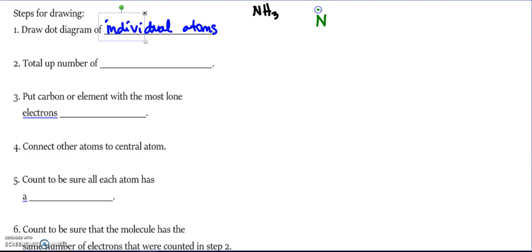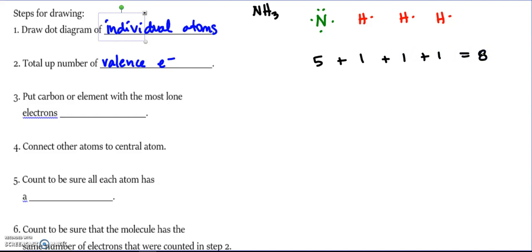So my individual atoms would be nitrogen, which has 5 valence electrons based on its location in the periodic table. So 1, 2, 3, 4, 5. And hydrogen, which will have 1. And I've got 3 of them. So I've got 1, 2, 3. All right. So the next part says total up the number of valence electrons. All right, so I have 5 in my nitrogen plus 1 in each hydrogen. So my total valence electrons that I will see is 8.